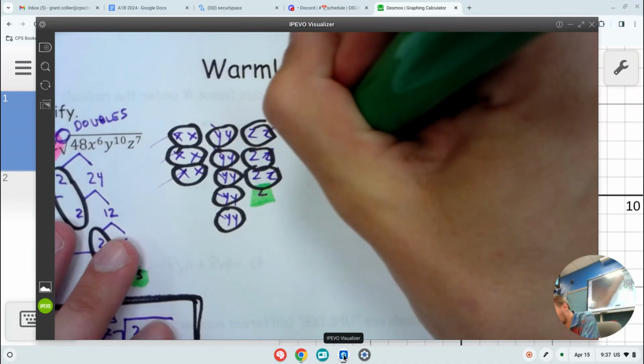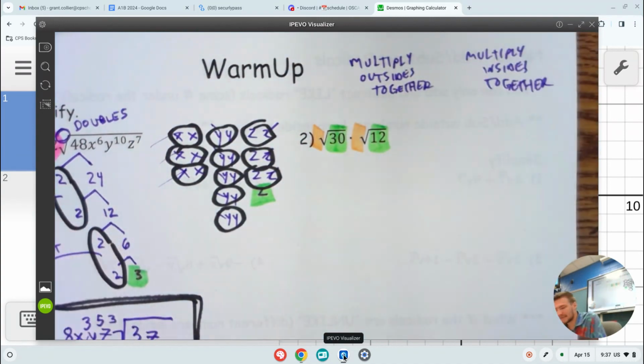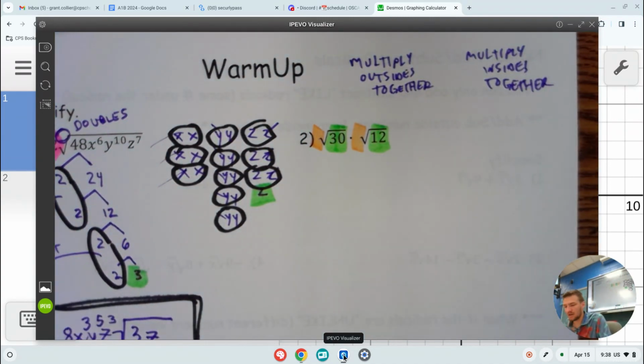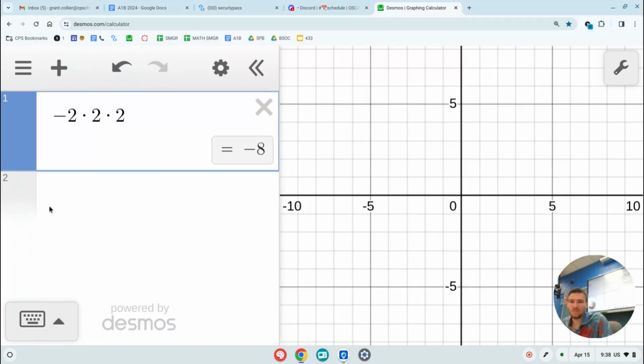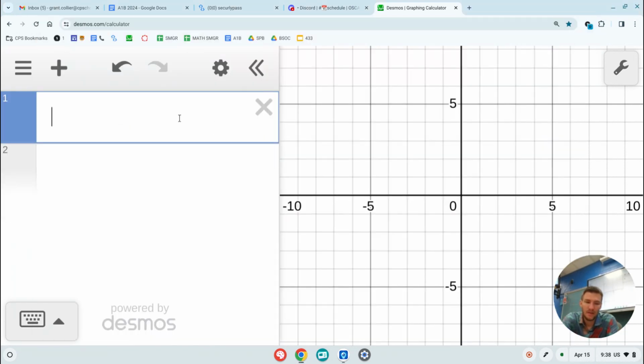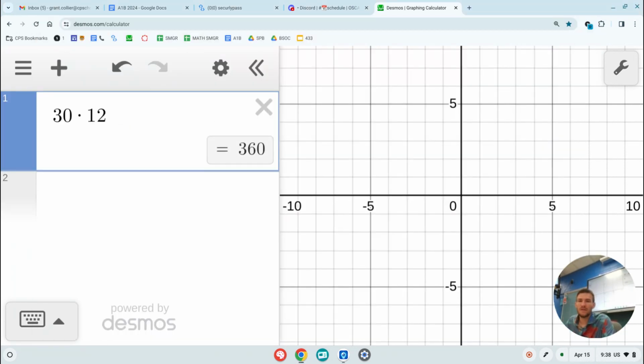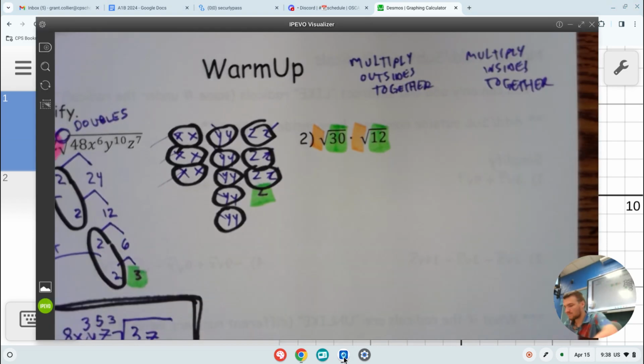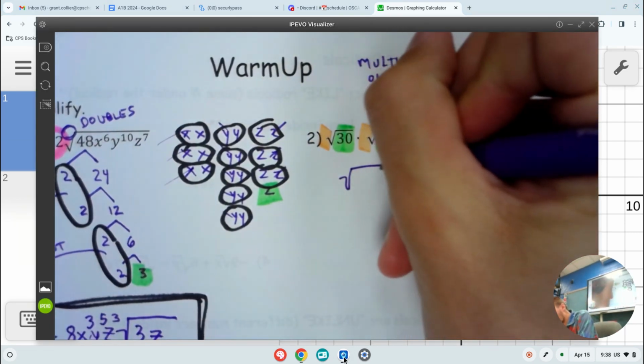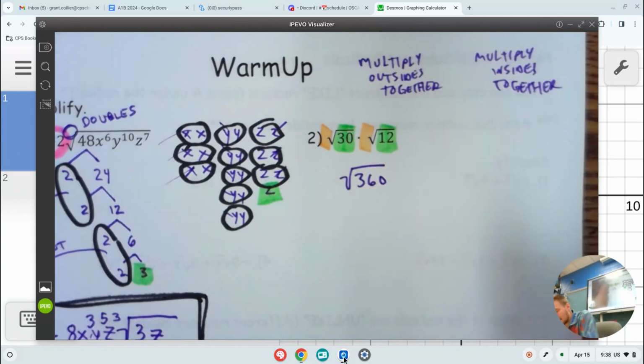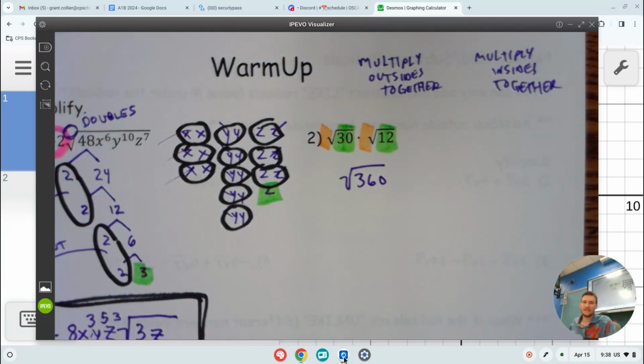But we can multiply the insides together, which is the 30 and the 12. So let's just use Desmos to multiply these together. 30 times 12, which is 360. And so square root 360, there we go. We multiplied the square roots together. That wasn't very difficult. If that was all we had to do, it would pretty much be over. And that's a little too easy.